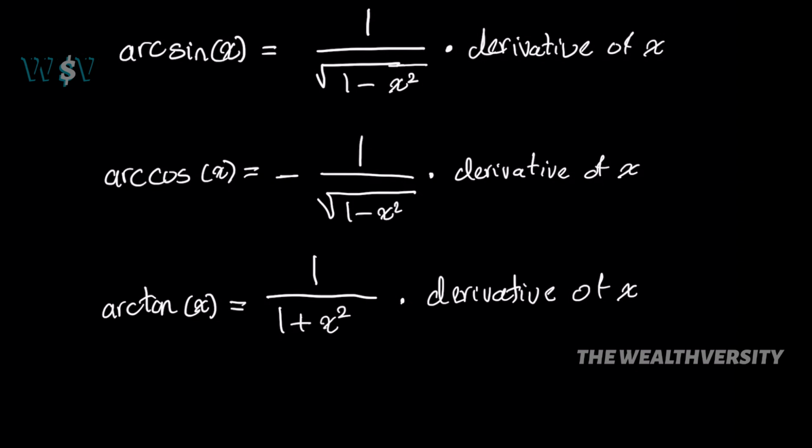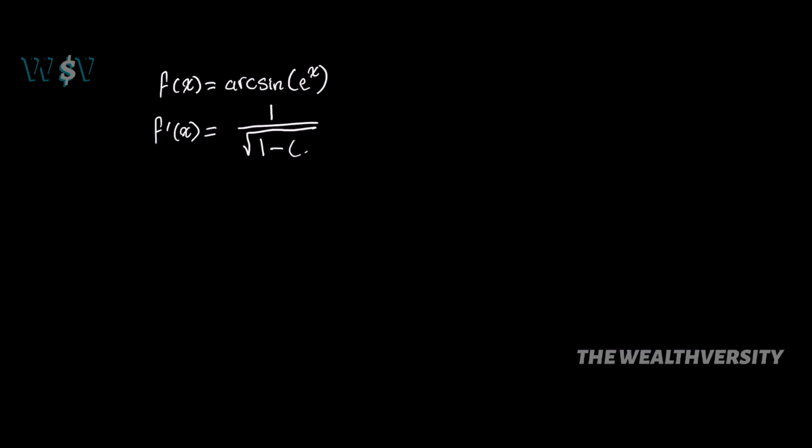Let's see some examples and explain how to solve them. The first example is f of x is equal to arcsine e to the power of x. We have to find the derivative, so we write f prime of x is equal to 1 divided by the square root of 1 minus e to the x to the power of 2. Then we multiply the whole thing by the derivative of e to the power of x, which we know is e to the power of x. We get that our derivative is f prime of x is equal to e to the x divided by the square root of 1 minus e to the power of 2x.